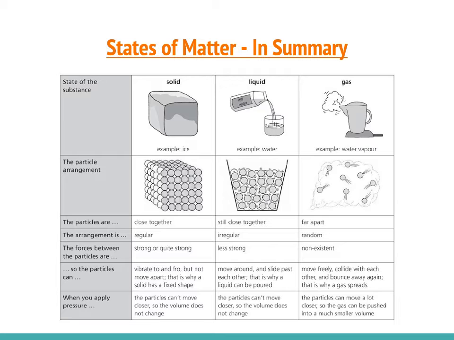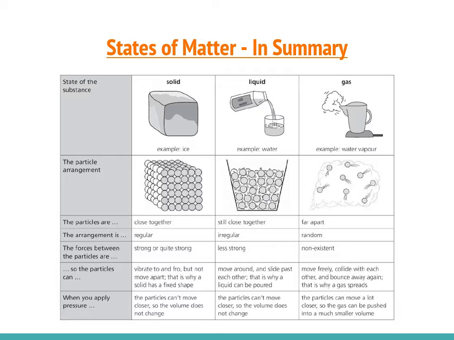In solid, the particles are arranged in a regular pattern and close together, while in liquid, the particles are arranged irregularly, but they are still close together. In gas state, the particles are arranged randomly and far apart.